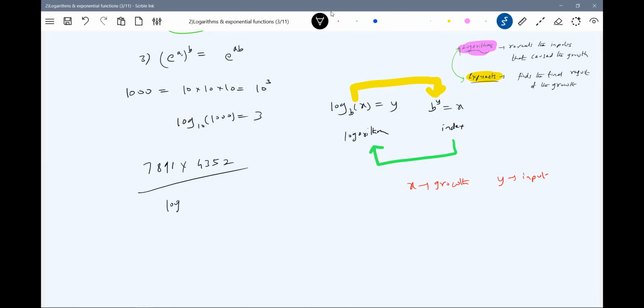First, it will find out log of 7891 plus log of 4352. This will get x, y, and it will produce the output r. So this is one machine whose output is 7891. This is another machine, whose output is 4352. I want a further output which will be the product of these two machines. Machine one feeds 7891 as one quantity, and another machine feeds 4352. I want the product of these two as the output of the resultant machine.